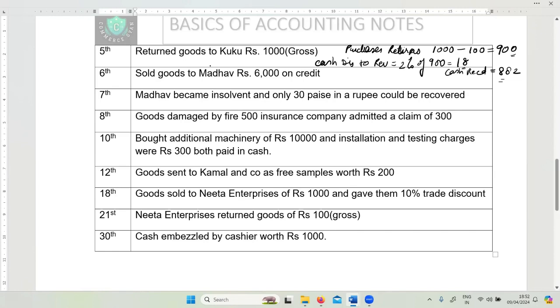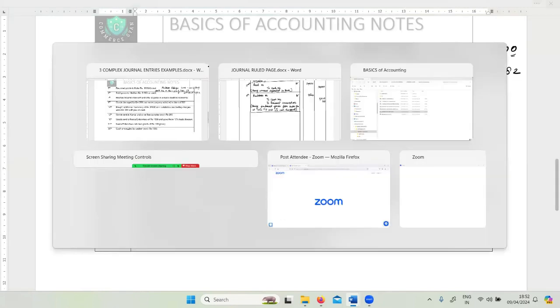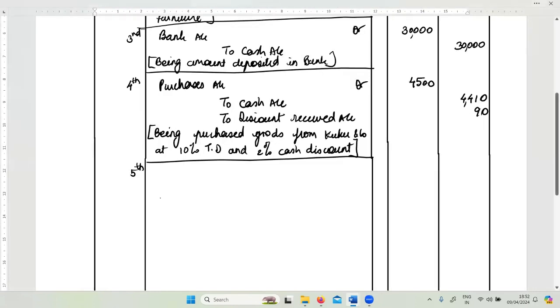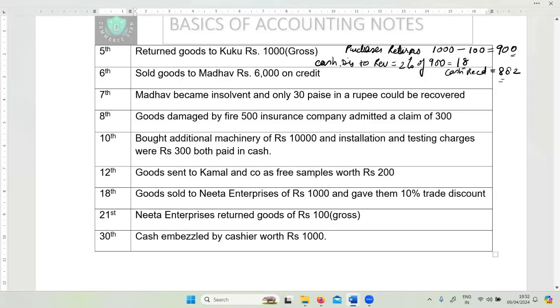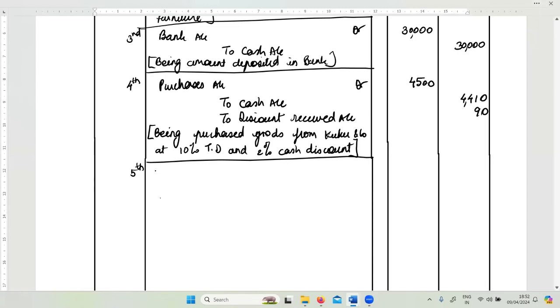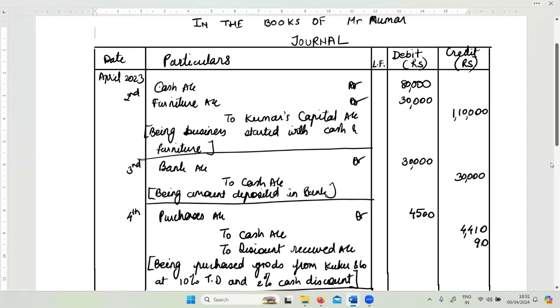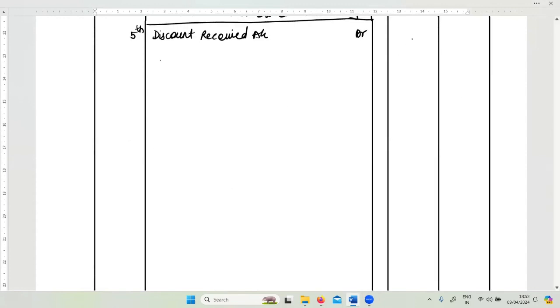So let's write the entry for purchase return. This is on 5th. We are returning the goods. Purchases were debit. So now debit transactions that we have here is cash discount reversal. Discount received, I am going to reverse. Discount received account. This is reversal. So I am writing the debit. Amount of reversal is 18 rupees.